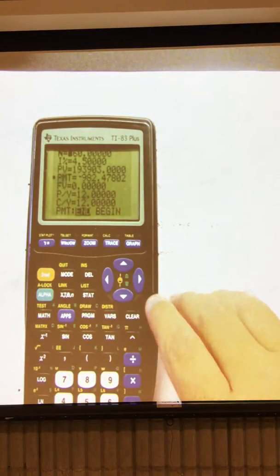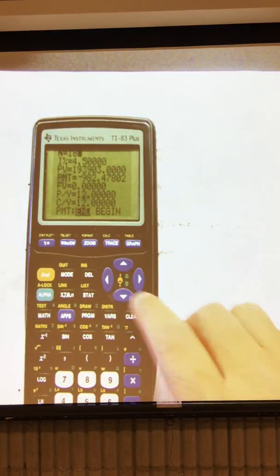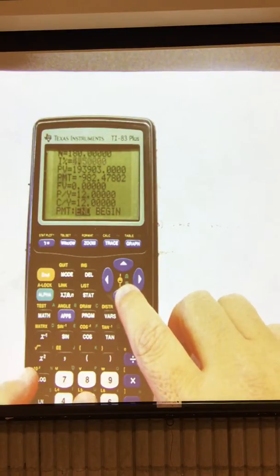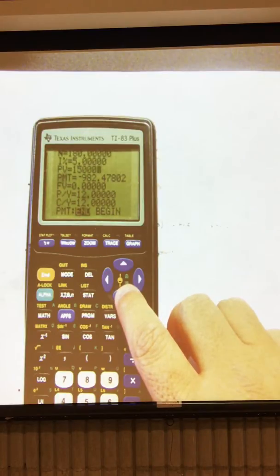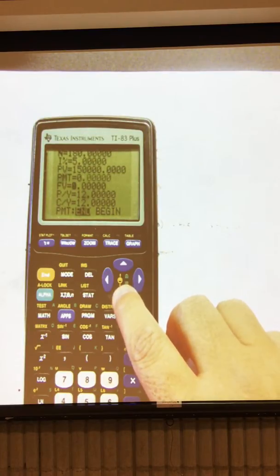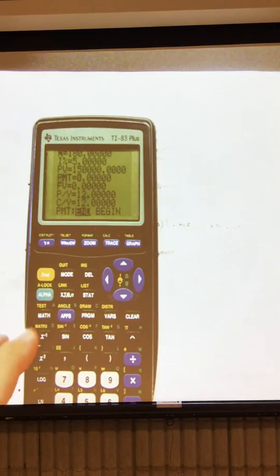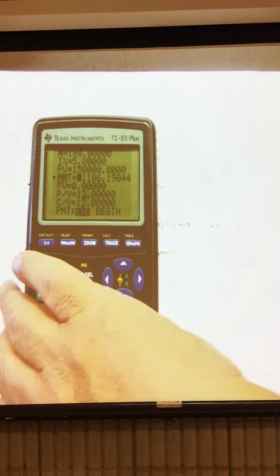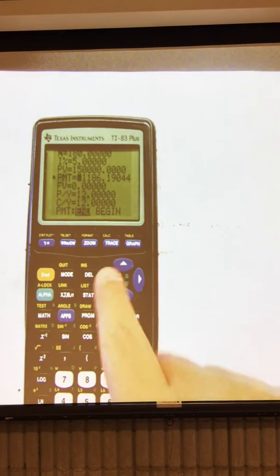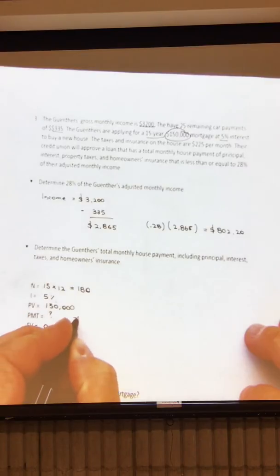So for this problem, we're going to have N is 180. The interest rate is 5%. Present value is 150,000. Payment is the unknown. And then we have P/Y, C/Y 12. So the payment will be equal to, go to alpha, enter, $1,186.20. So this is the monthly payment.